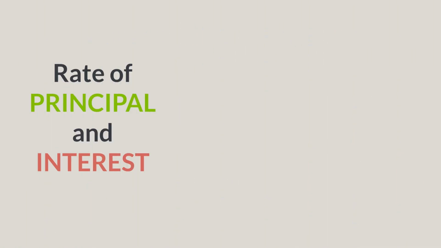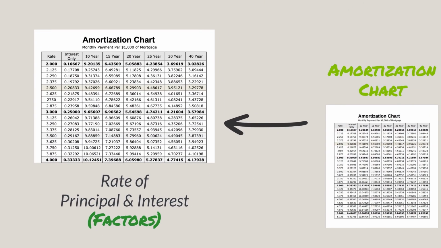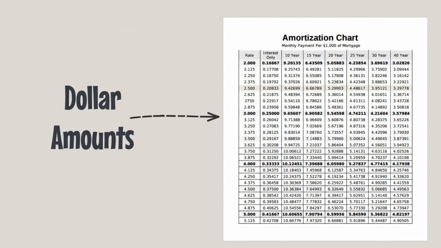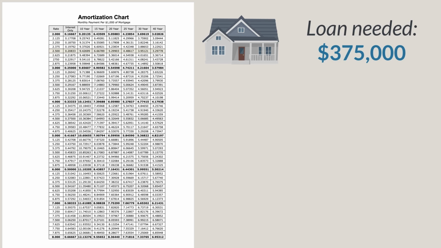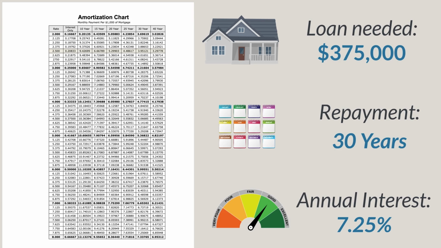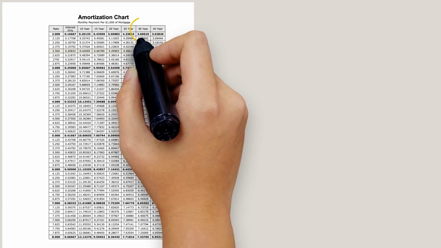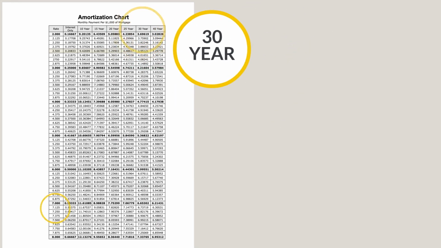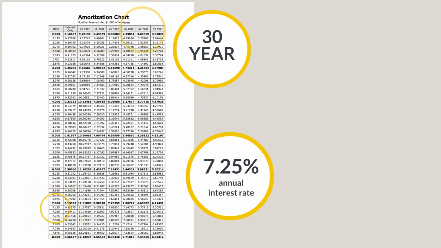In order to find a rate of principal and interest, a banker will utilize something called an amortization chart. This chart is full of rates that are actually dollar amounts. This is similar to how a sales tax rate is actually a dollar amount. To find the exact rate, the banker must refer to the terms of the loan. The banker told Claudia that if she borrowed $375,000, she would repay the amount in 30 years. And based off of Claudia's credit scores and FICO score, the bank would be charging her an annual interest rate of 7.25%.